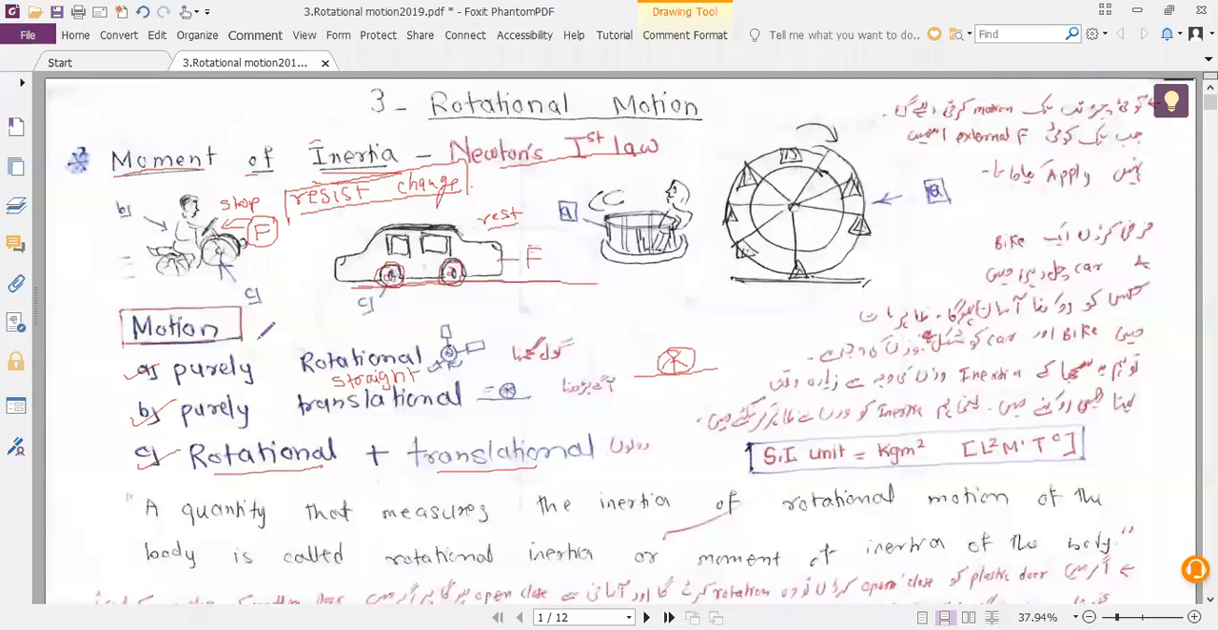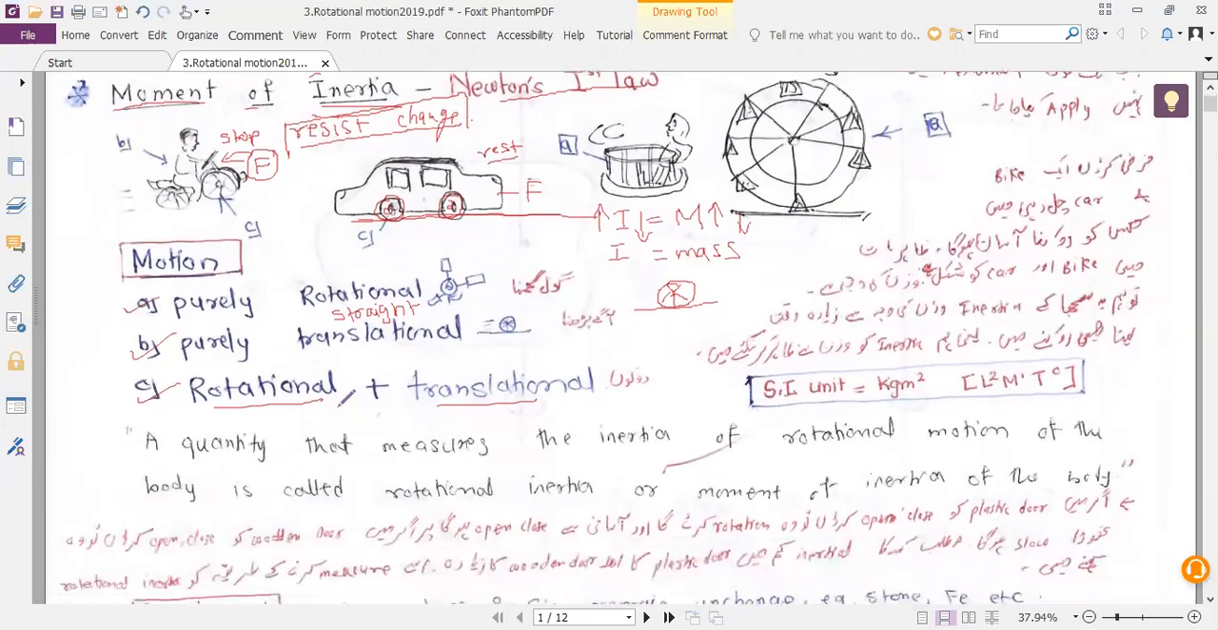Okay, so now we understand inertia. One more thing: inertia also depends upon the mass of the object. If the mass of the object is high, the inertia also increases. If the mass is decreased, the inertia also decreases. So can we represent inertia by mass? Yes, we can represent inertia by mass. Remember this part.